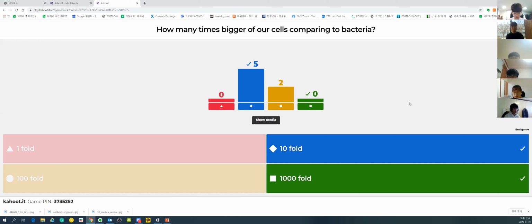Two of you gave the answer as 100-fold. Any specific reason? Who gave the answer as 100-fold? Actually, I miscalculated the tenfold to 100. Okay. Who is the other? Someone? Yes. Any specific reason?